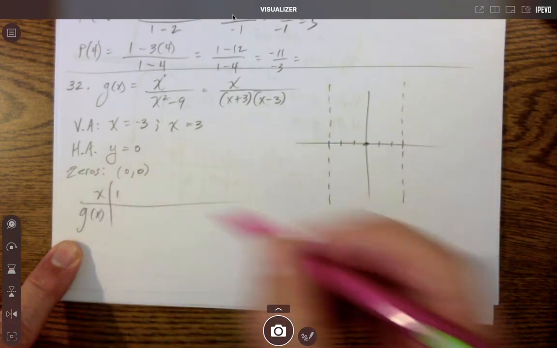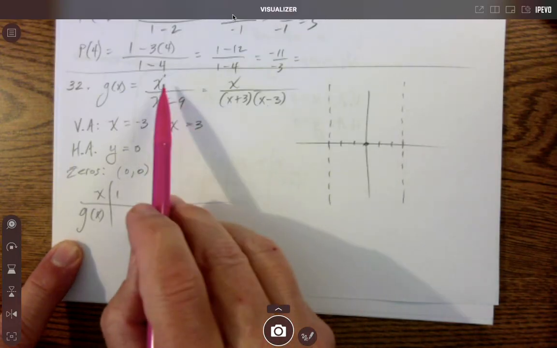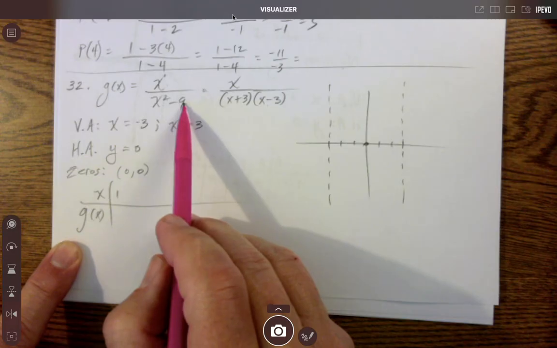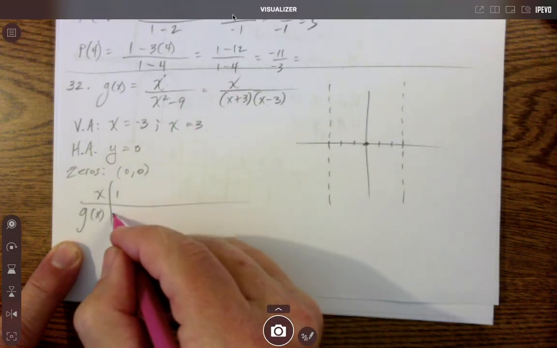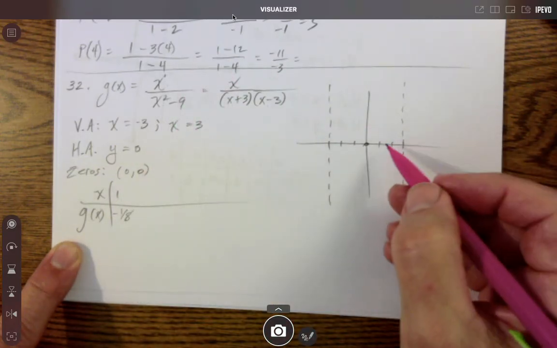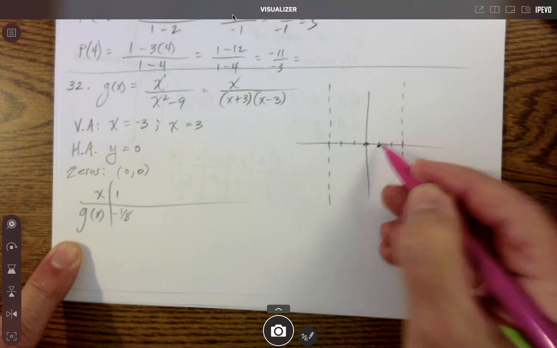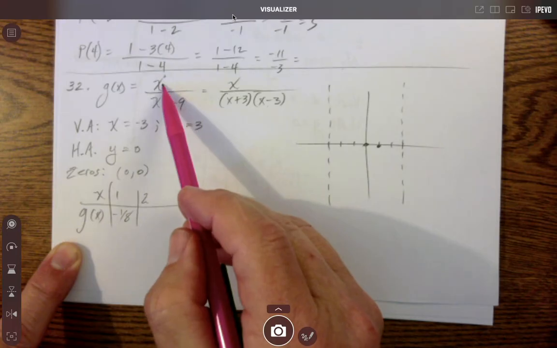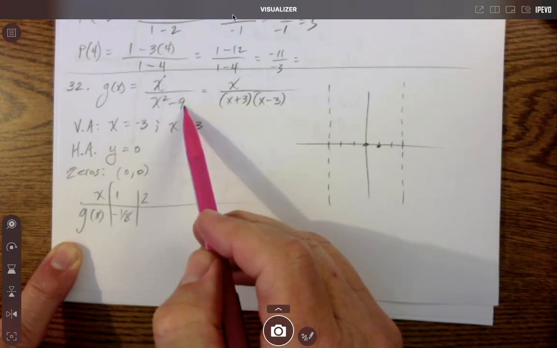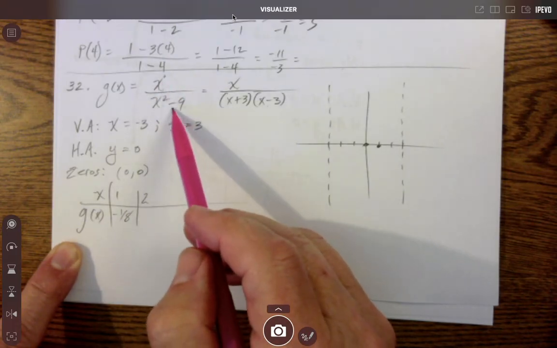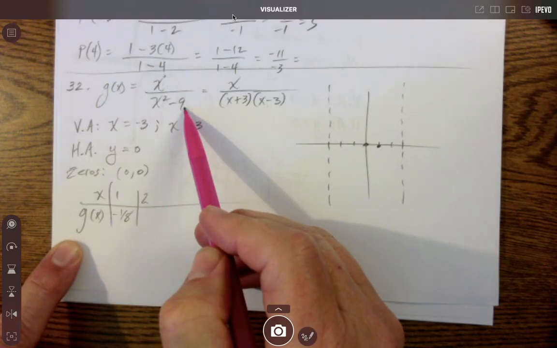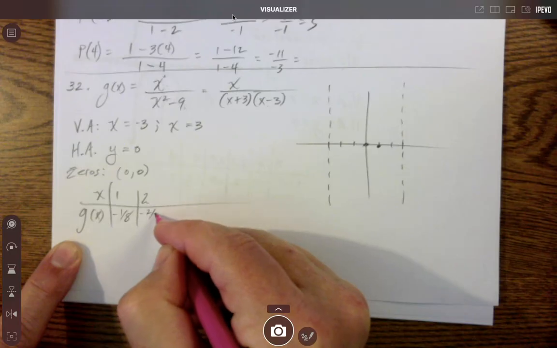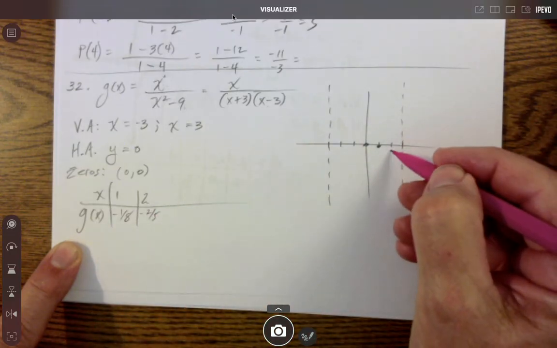So let's plug 1 in. So if I plug 1 in, I get 1 over 1 minus 8. So negative 1/8. So like really close to the x-axis. If I plug 2 in, I get 2 over 4 minus 9, right? 2 over 4 minus 9 is negative 2/5. All right, so that's a little bit further down.